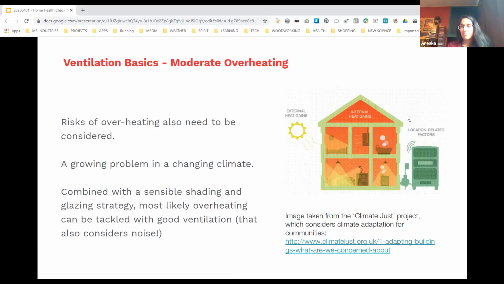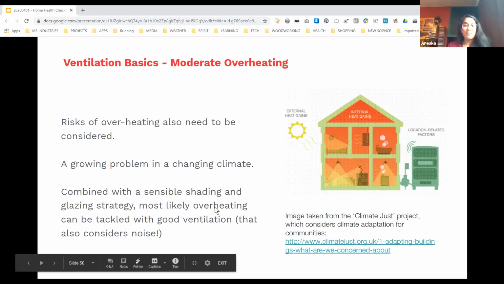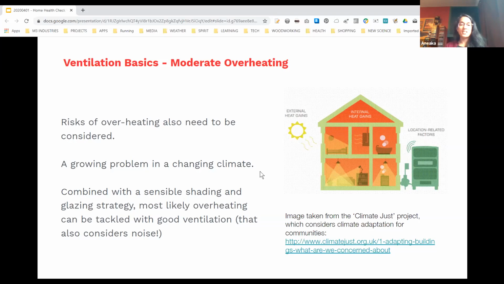Also, I think this is going to become a bigger issue. As we saw a couple of summers ago, overheating is becoming a bigger problem, and it will continue to become a bigger problem. So alongside a sensible shading strategy and glazing strategy, ventilation can support us to not get too hot in summer.